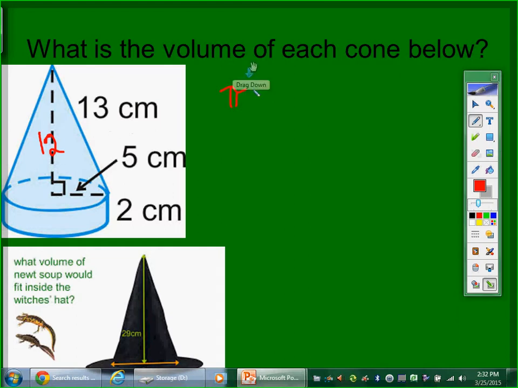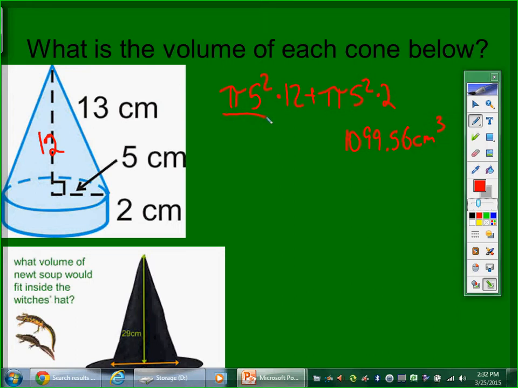Pi times 5 squared, pi times radius squared, times height, plus I need to find the volume of that cylinder. Pi times 5 squared times 2. Punch all that in. Pi times 5 squared times 12 plus pi 5 squared times 2 equals 1099.56. And this would be in cubic centimeters.